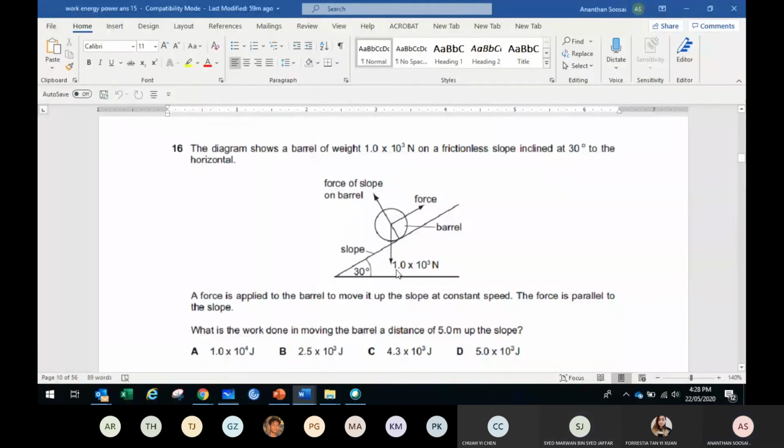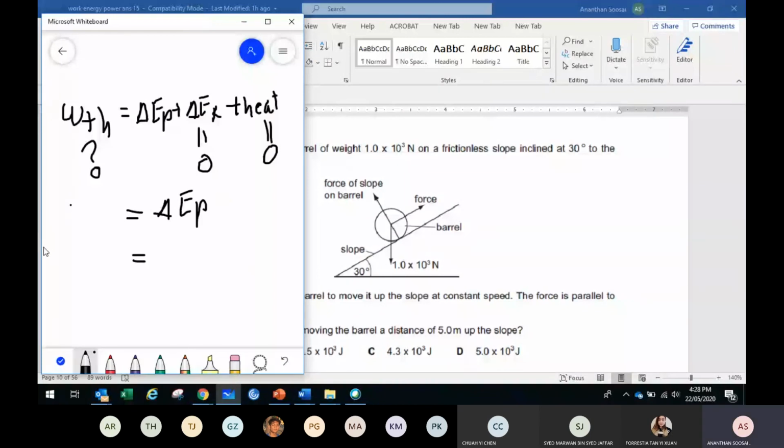So what is the work done in moving? Gain in potential energy. It goes up by 5 meter up. Work done in moving a barrel distance 5 meter up the slope. 5 meter is the inclined surface line, 5 meter incline. So vertically, how much distance? The incline is 5 meter, so we must use mgh, the vertical height. Mg is 1000, the weight of the block.